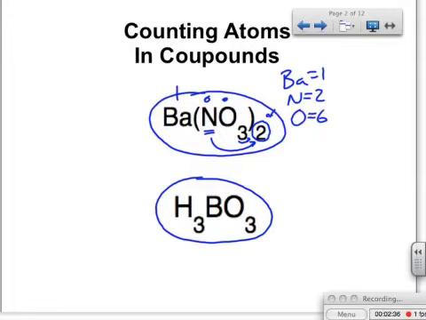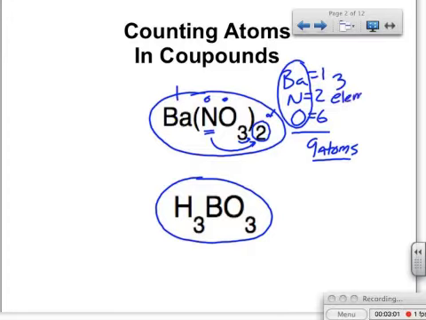So how many total atoms do we have in this compound? So we add the 6 plus the 2 plus the 1. So we have 9 total atoms. Now some questions, if you remember, say how many elements make up one molecule? Well, there's only 3 elements that make up a molecule. So if we were asked about how many elements make it up, there's only 3 elements. But if it asks you for atoms, you can count up the atoms and total them.